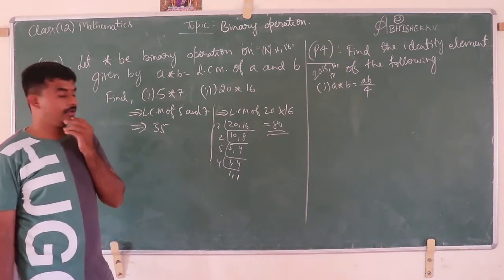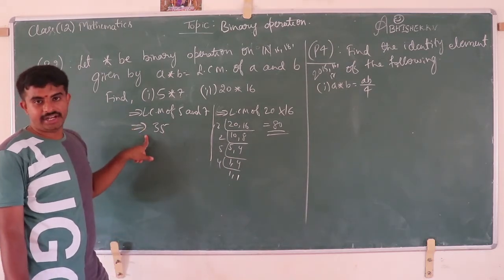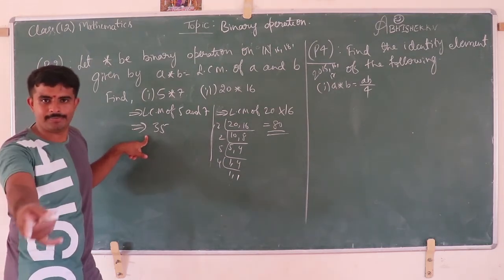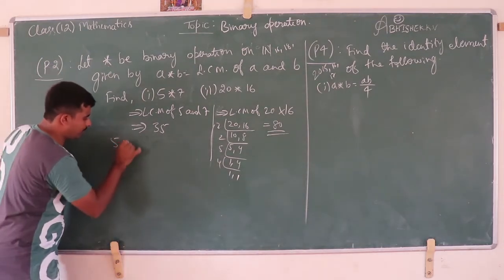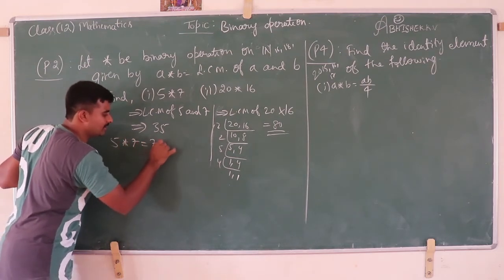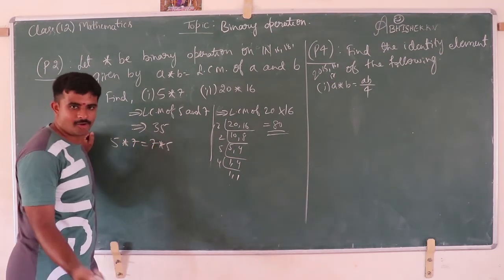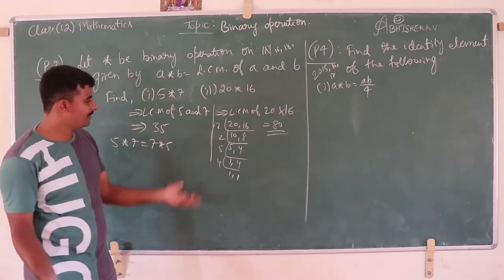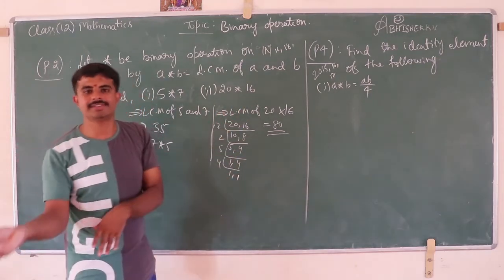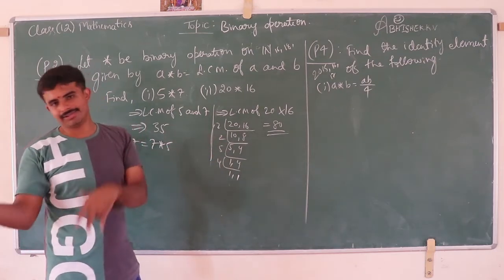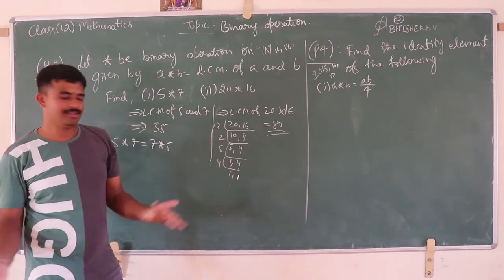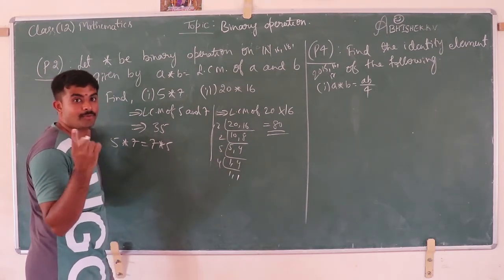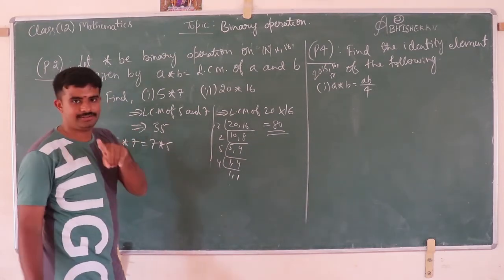My question is, is it commutative? According to the definition of commutative, a star b is equal to b star a. That is, is 5 star 7 equal to 7 star 5? Obvious. LCM of 5 and 7, LCM of 7 and 5, both are 35. LCM of 20 and 16, LCM of 16 and 20. 20 star 16 is equal to 16 star 20. Therefore, obviously it is commutative. Think about the associative property. I leave it to you.